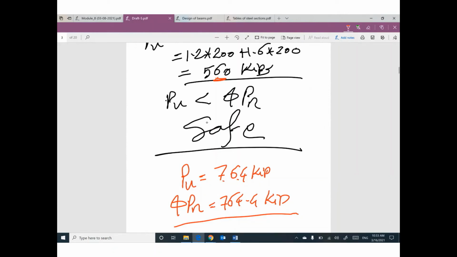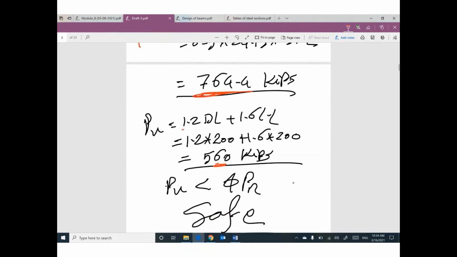764 is smaller than 764.4. Don't worry. Don't say, no, I need more factor of safety. No, don't consider this. Do you know why? Because 1.2 and 1.6 are factors of safety. The actual dead load on the building is 200. The actual live load is 200. So the actual load should be 400. But we took 20% factor of safety extra, and 60% factor of safety for live load. That means we took factor of safety previously.